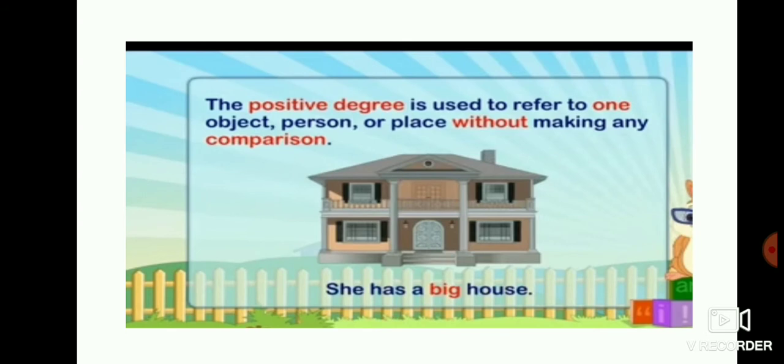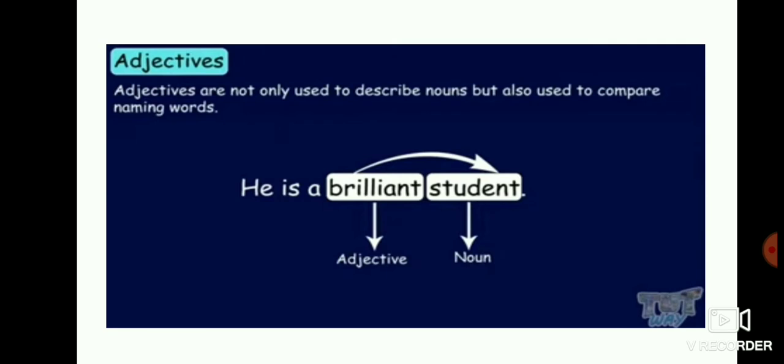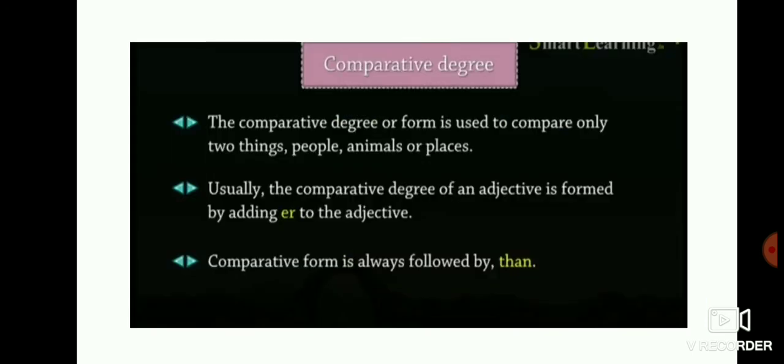Positive degree is used to refer to a single object, person or place without making any comparison. Example: she has a big house. Here big is an adjective. It is used to say about the house only. No comparison in this sentence, isn't it? So positive degree, no comparison. See the example: Alice is a smart boy. He is a brilliant student. Talking about a single person, we are not comparing anything.